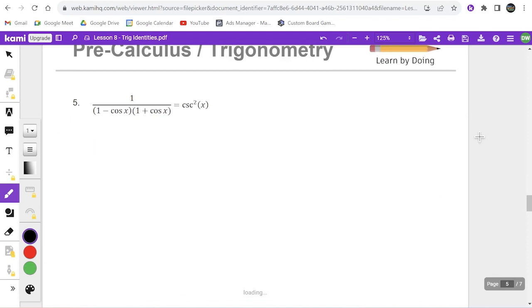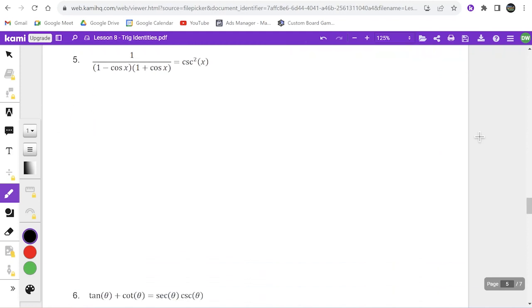Okay, next, number 5. Number 5 says we have 1 over 1 minus cosine x times 1 plus cosine x, and that must equal cosecant squared x. So how would I solve this? Well, first I start with the more complicated side, which is certainly the left. Break it up into sine and cosine, which it already is, and then I have to use my trig identities.